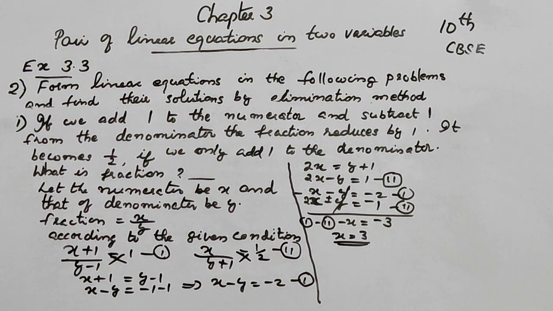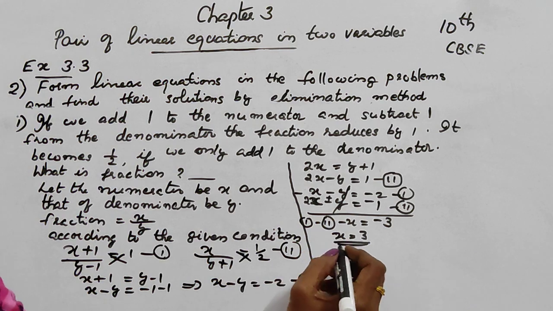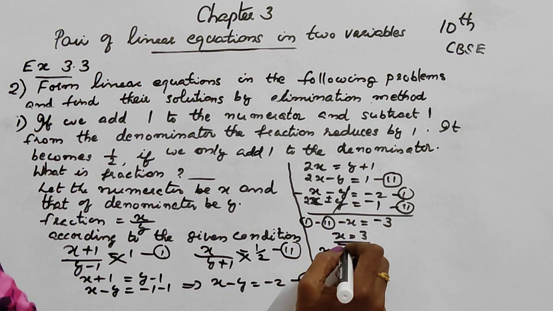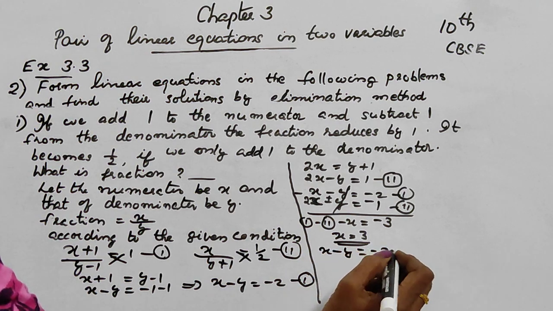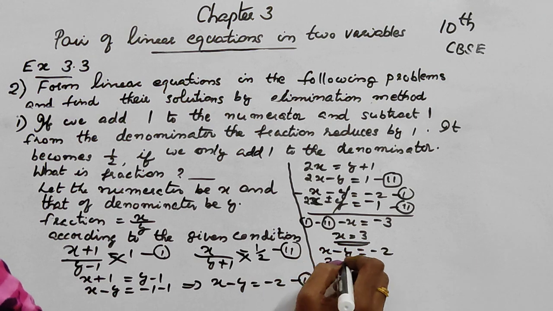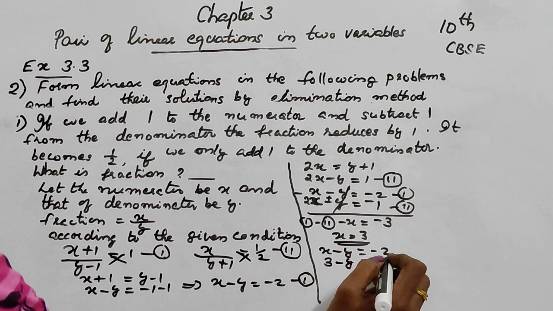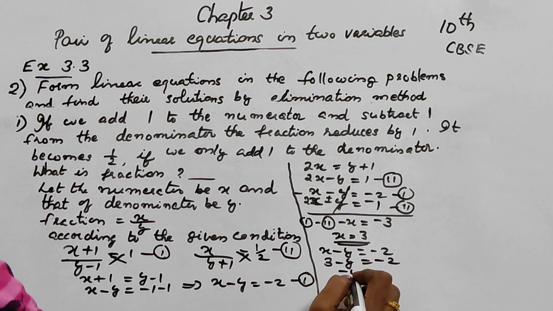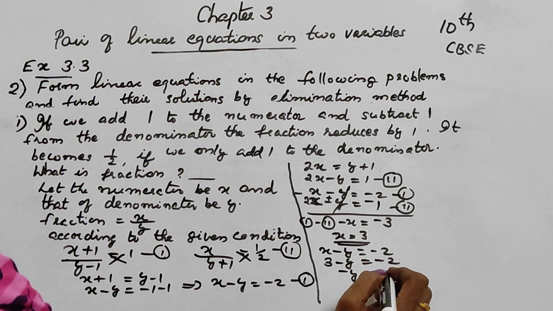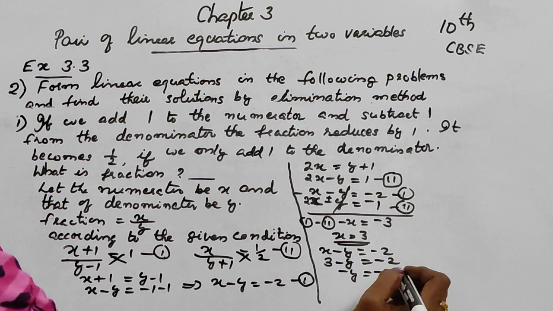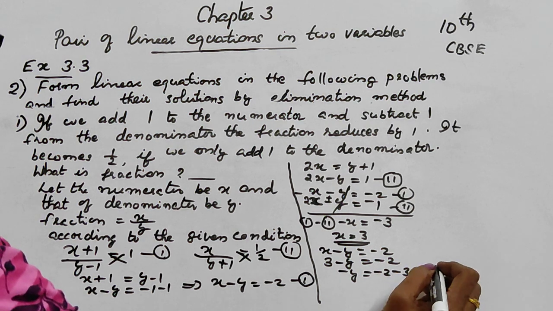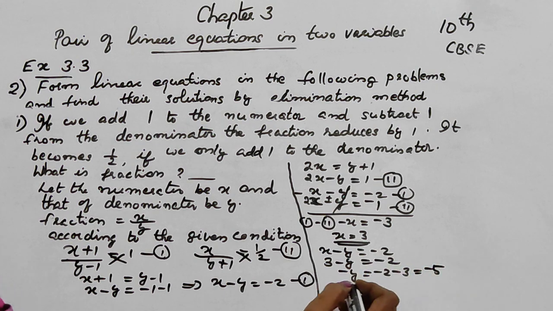Substitute in the first equation, x minus y is equal to minus 2. x is 3, so 3 minus y is equal to minus 2. Minus y is equal to, bring 3 to the other side, it becomes minus 3. Minus 2 minus 3, adding, is minus 5. Minus y is equal to minus 5. Therefore, y is equal to 5. We got the values of x and y.